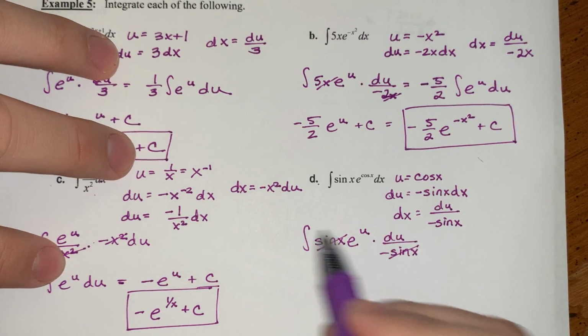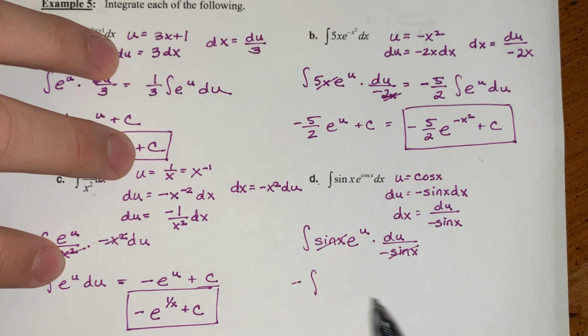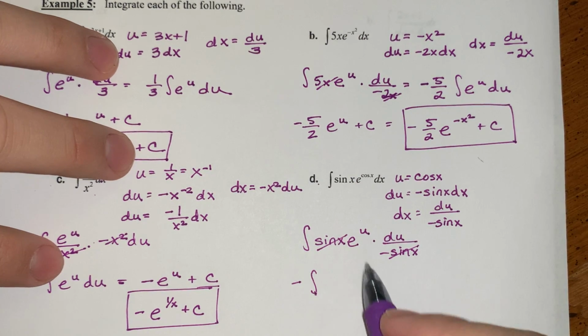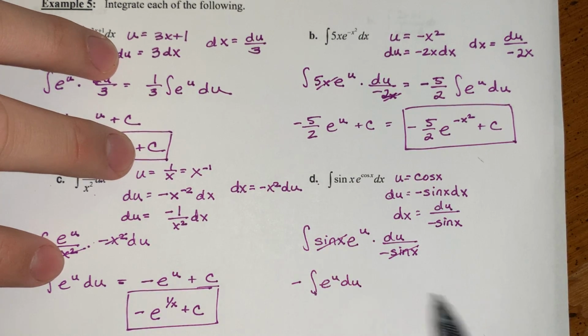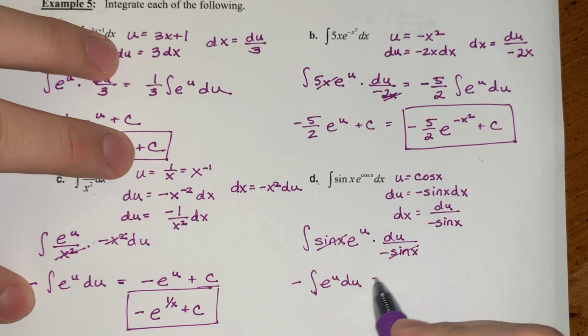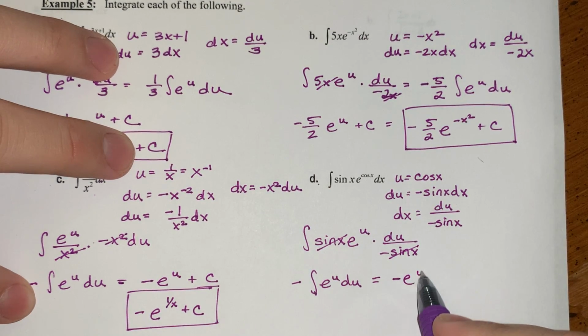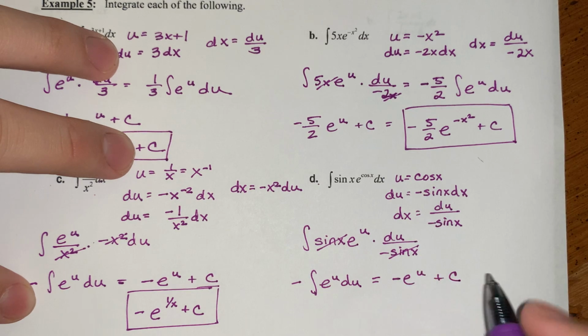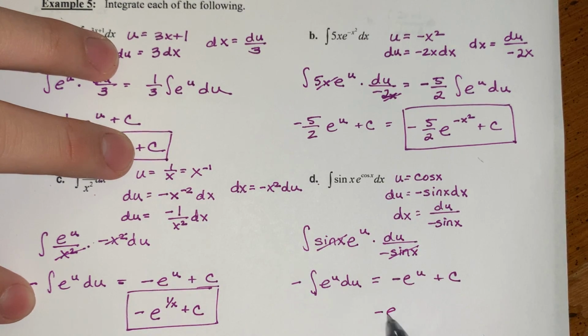I have a negative that I can move out to the front, so negative integral of e to the u du. This is actually the same thing as that one over there. So it'll be negative e to the u plus c. Bring back my u as cosine: negative e to the cosine of x plus c.